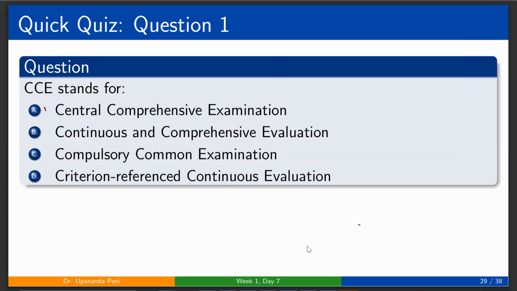So CCE stands for: Central Comprehensive Examination, continuous and comprehensive evaluation, compulsory common examination, or criteria reference continuous evaluation.